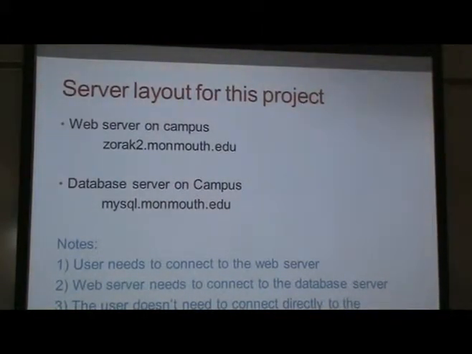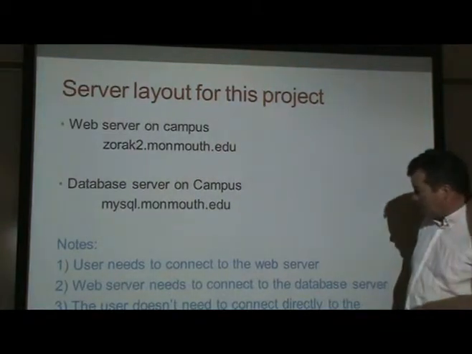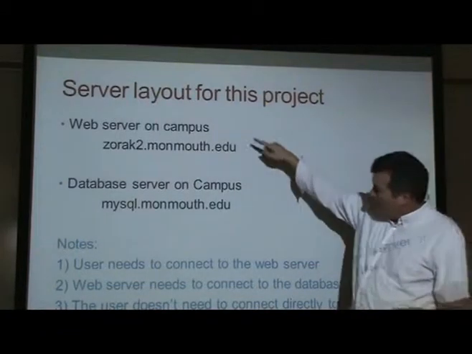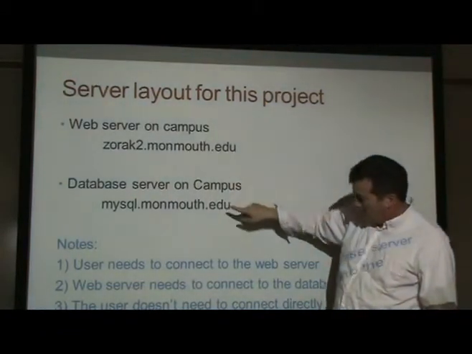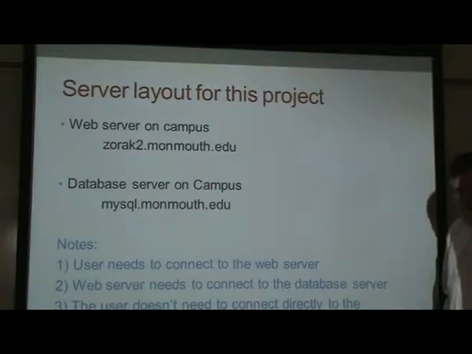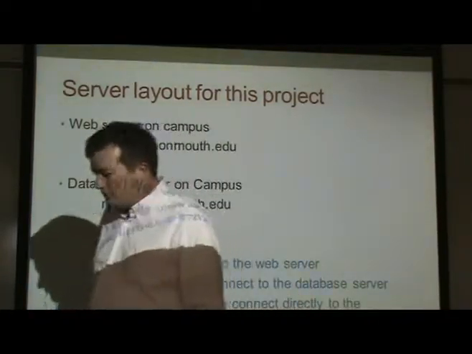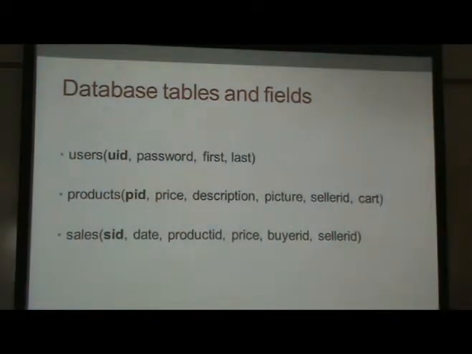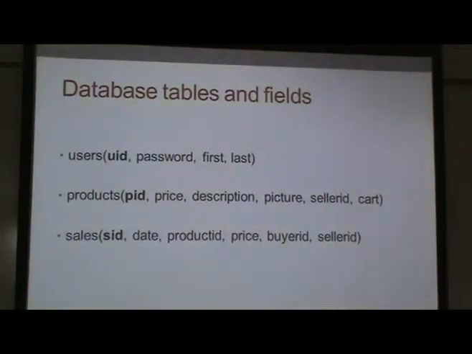So a couple of notes. A user using our database would need to connect to our web server. So they go through the internet to our web server, and our web server connects to the database. The user does not need to connect directly to the database server. If we decided to create an app that needs to read and write from it, then we would have to be able to connect directly to it. But right now, the web server is what connects to our database, and users connect to the web server.